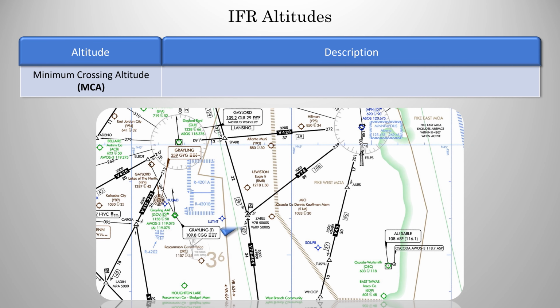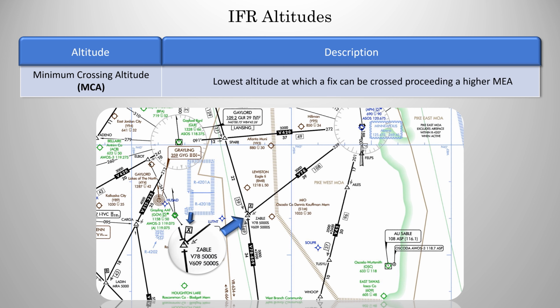MCAs are also depicted with a flag, but this one has an X on it. MCAs are the lowest altitude at which a fix can be crossed, and the required altitudes will be listed next to the waypoint. This one says that when traveling on Victor 78, you must cross the fix at 5,000 feet if traveling southbound. The next line says that if traveling on Victor 609, you also must cross at 5,000 feet if southbound.